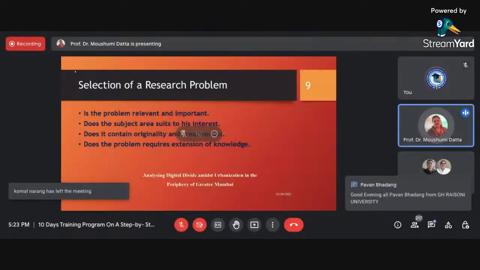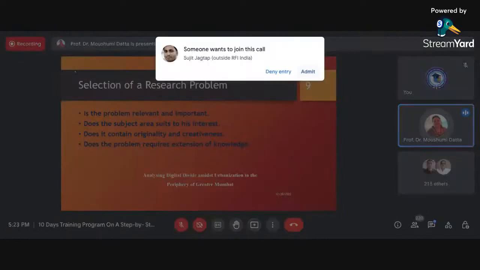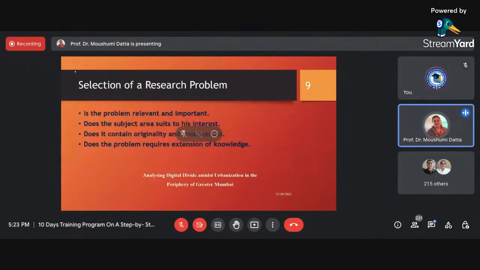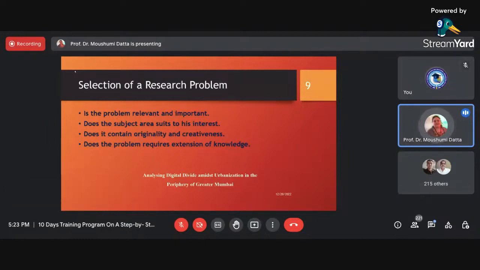Digital divide means that in development, there is a development of technology, definitely. But this development of technology has not happened in the same manner in the rural areas and in the urban areas. So I thought that this is a problem, that there is a digital divide. Digital divide means development of technology is not the same. There is a digital divide among the rural area and the urban area. Near Mumbai, I found that it is a problem.